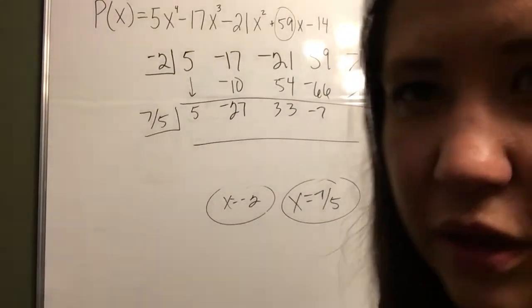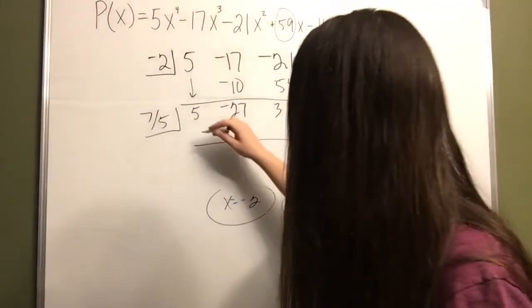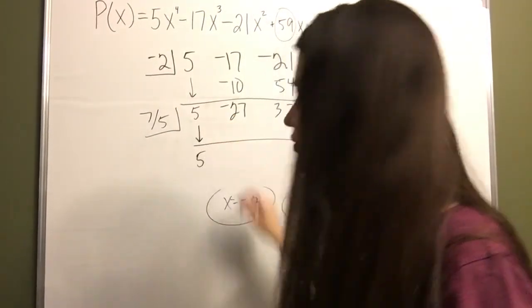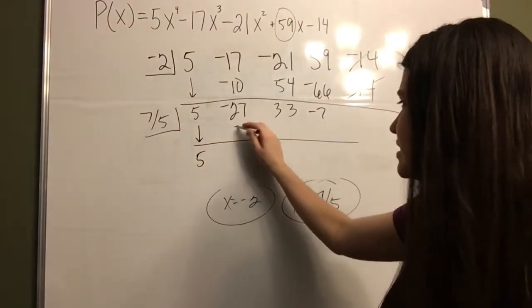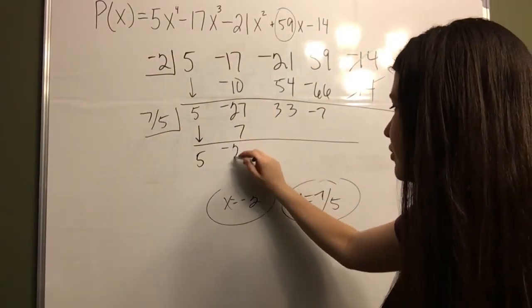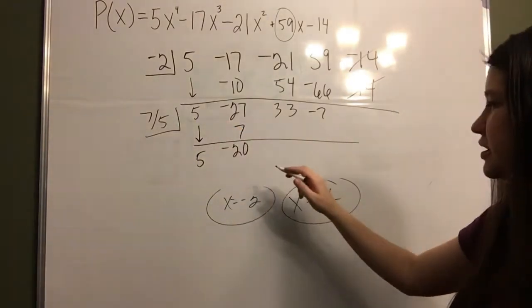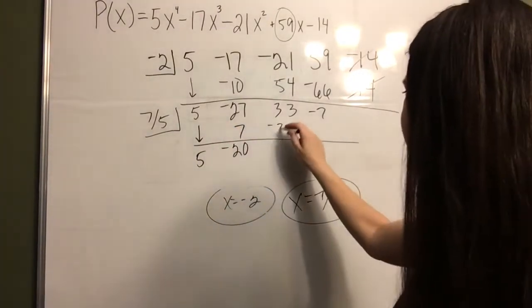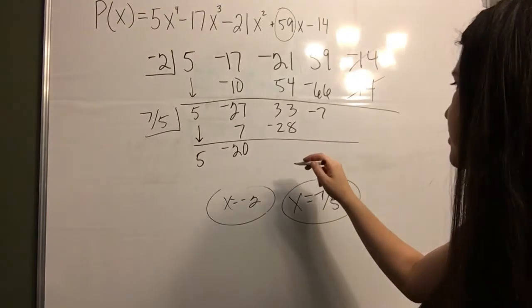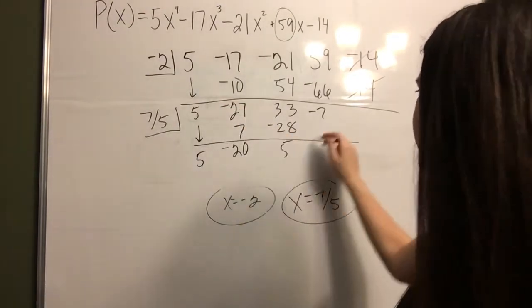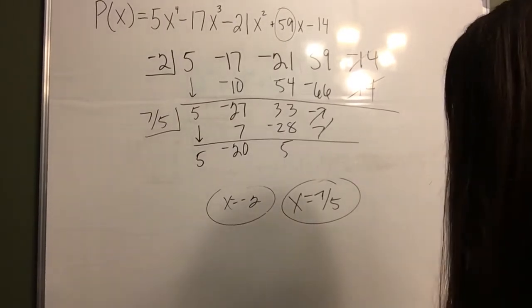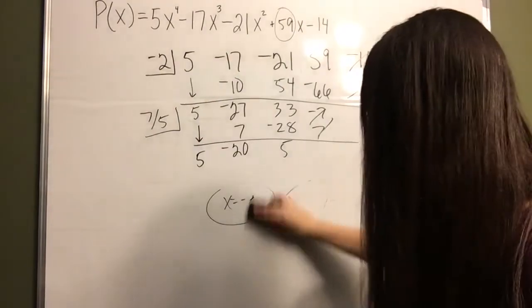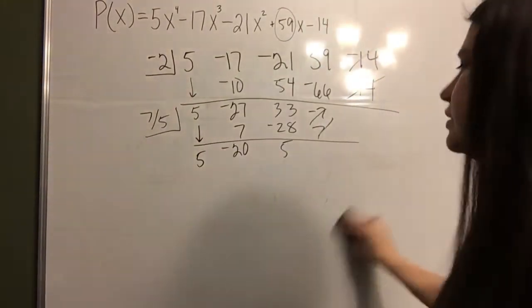Okay, what we're gonna do now is bring down the 5, and then we're gonna multiply. 7/5 times 5 is 7. Add, you get -20. Multiply, you get -28. Add, and you get 5. Multiply, and you get 7, and then those cancel out again. Just good news. All right, I can erase this. I just kept that there so I could remember what I was doing.